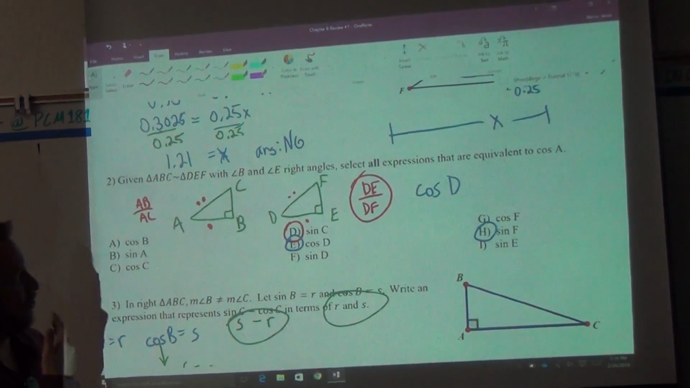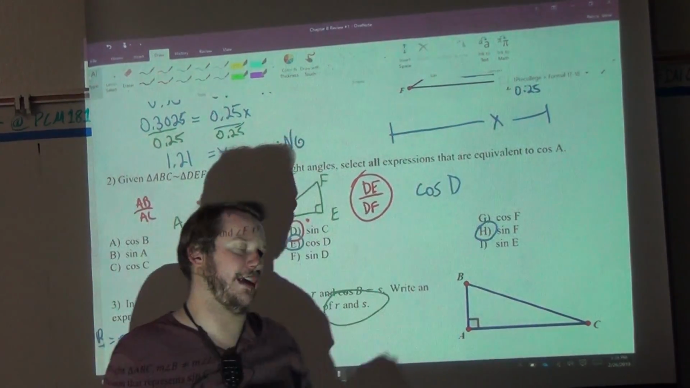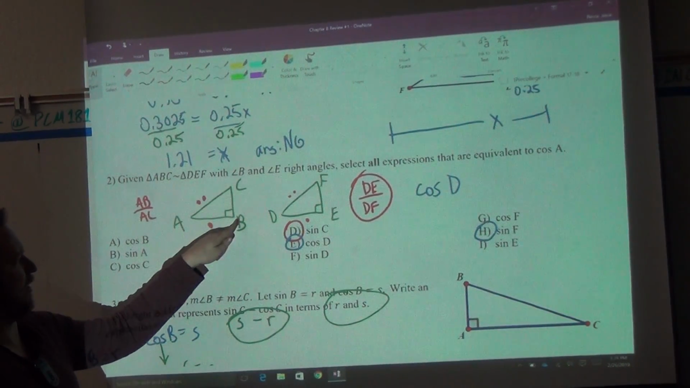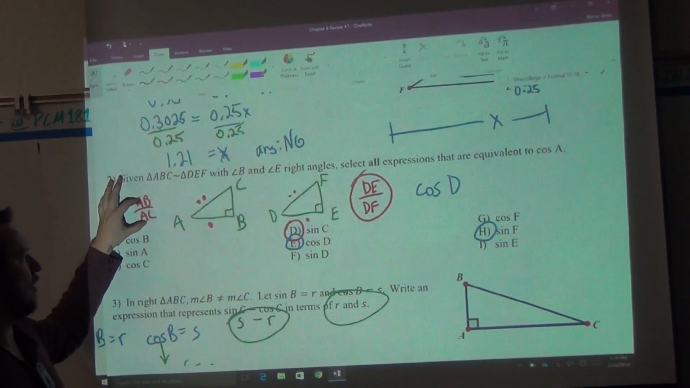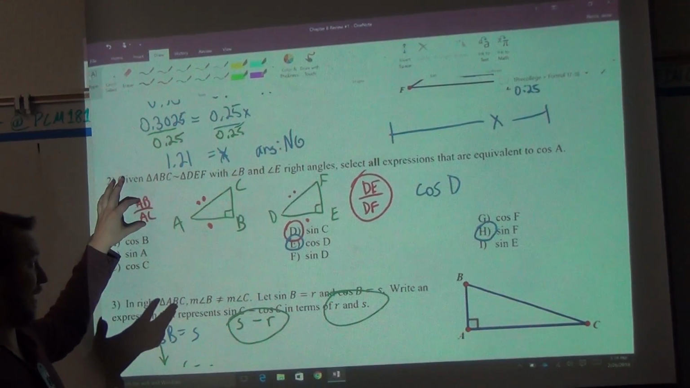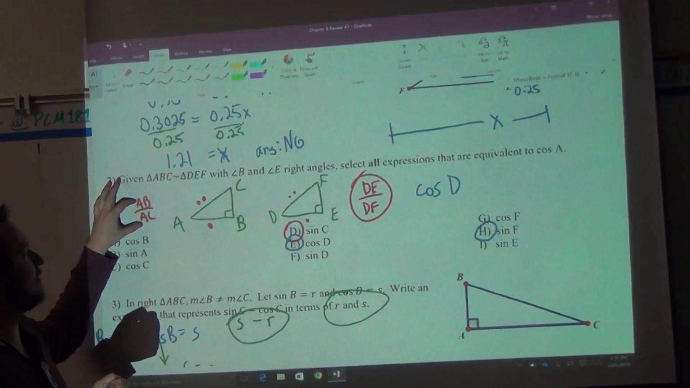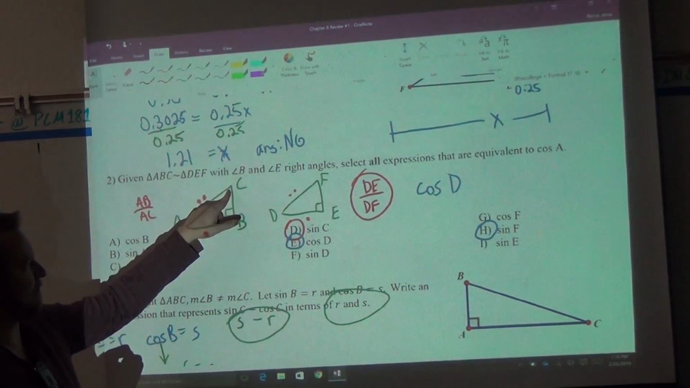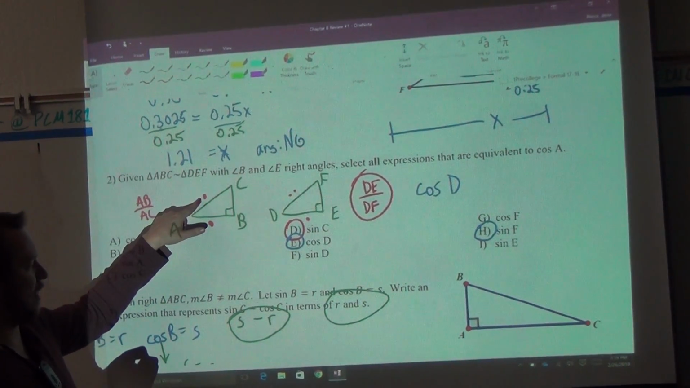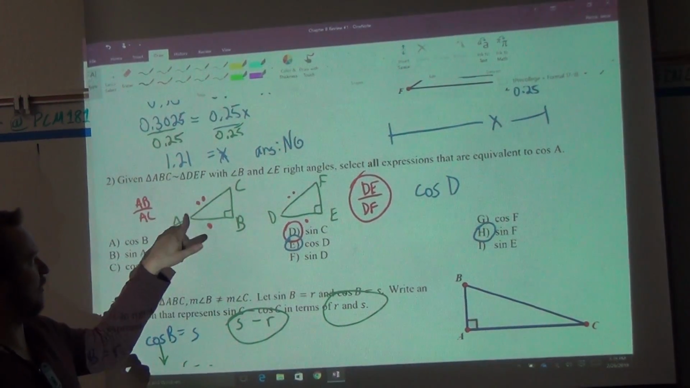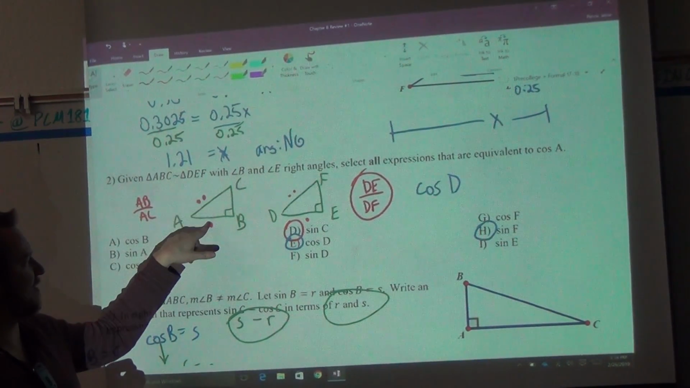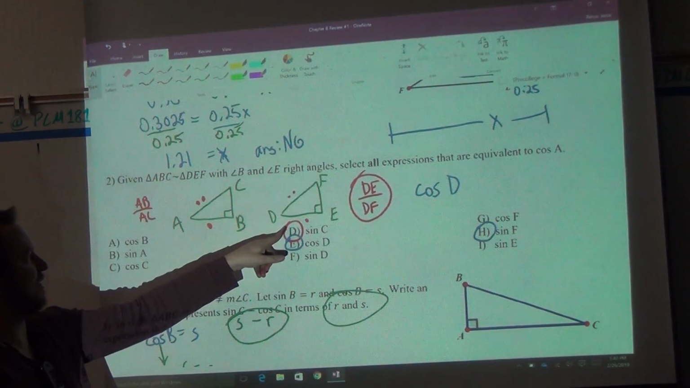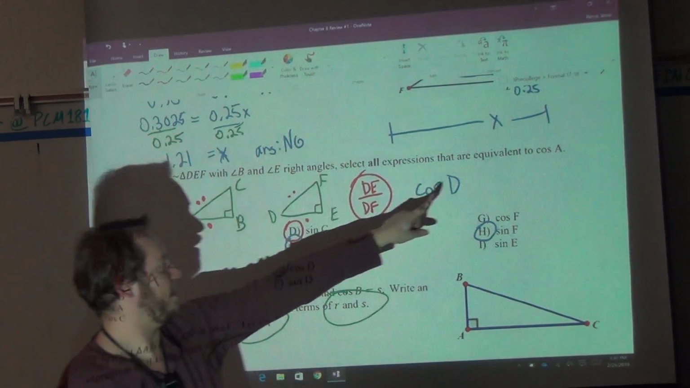So our question is, what are all the expressions that are equivalent to cosine A? Cosine A represents AB over AC. Which other expression would be the same referencing sides? Well, it's not going to come from A's perspective, it's going to come from C's. From C's perspective, this is the opposite, and this is the hypotenuse. So, AB over AC is what we're looking for. We can get to it from C's perspective if we take the sine.